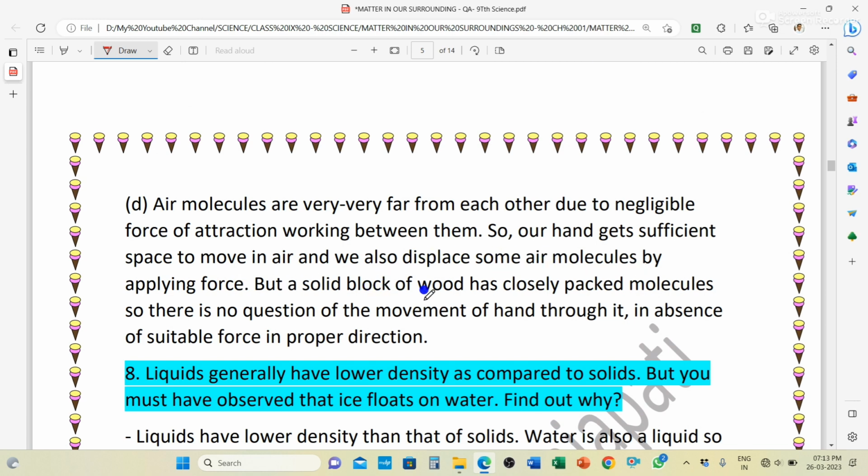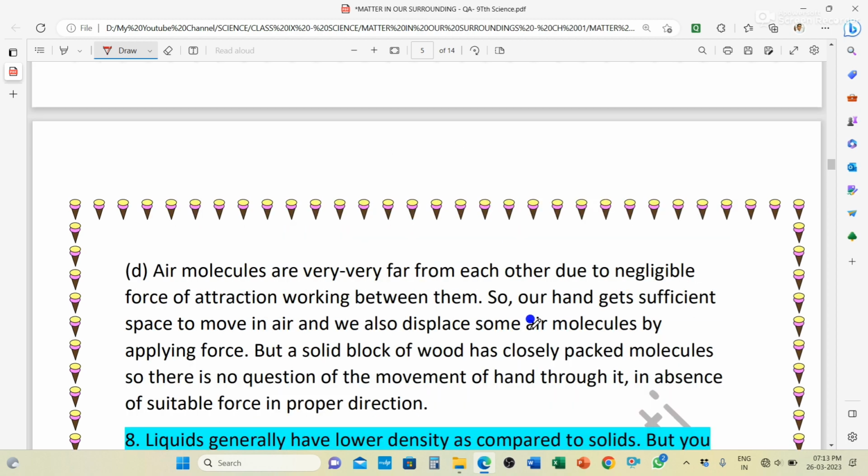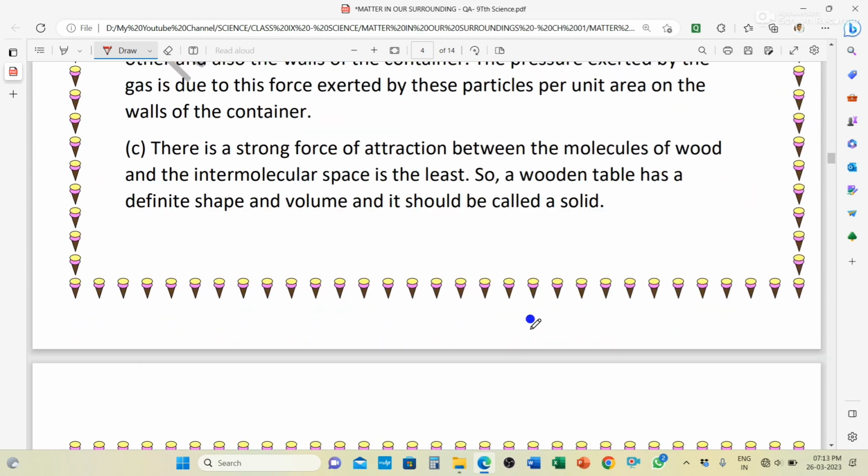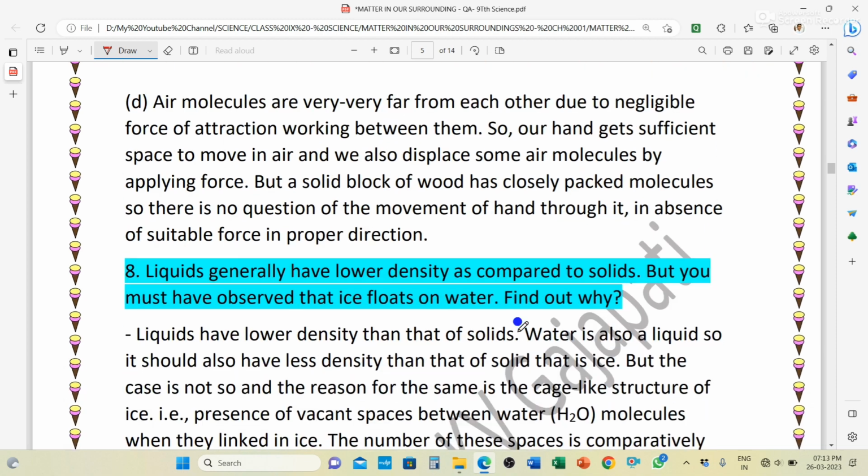But a solid block of wood has closely packed molecules. So there is no question of the movement of the hand through it in the absence of suitable force in the proper direction. So we need a karate expert so that he or she can apply suitable force in the proper direction, to some extent, to do the job. This is also very least.